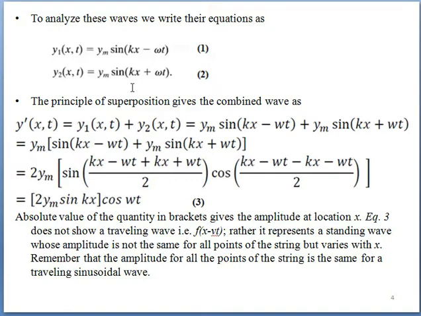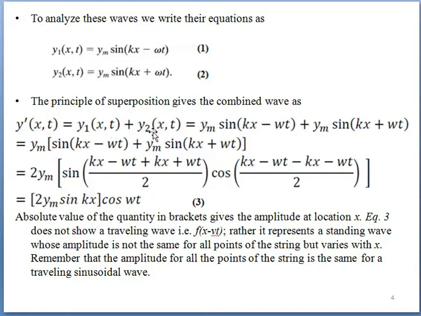Now these two waves are passing through the same stretched string. So we will apply the principle of superposition of waves to find the wave function of the resultant wave. The wave function of the resultant wave, y prime of x,t, will be equal to the sum of the displacements of these individual waves, that is y1 of x,t plus y2 of x,t.